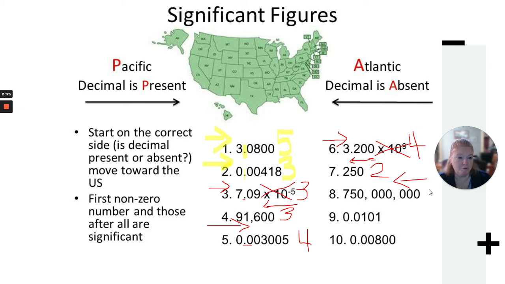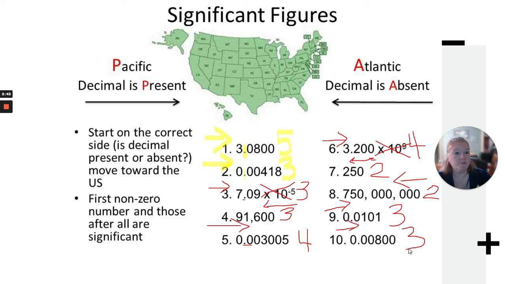There's a decimal, so we count this way. Skip, skip, 1, 2, 3. There's a decimal, so count this way. Skip, skip, skip, 1, 2, 3. So you see, once I start counting, I can't stop. Once I start, that's it.